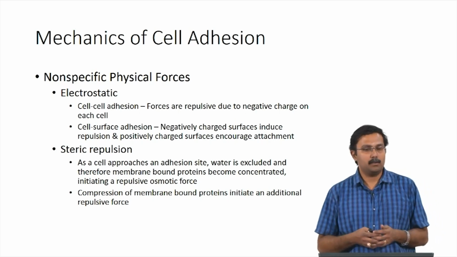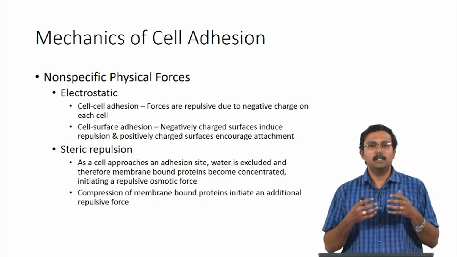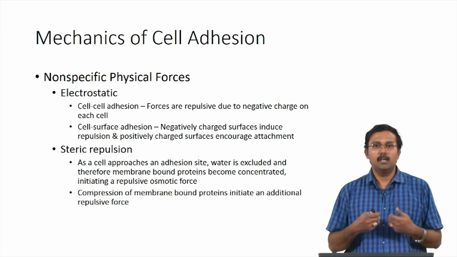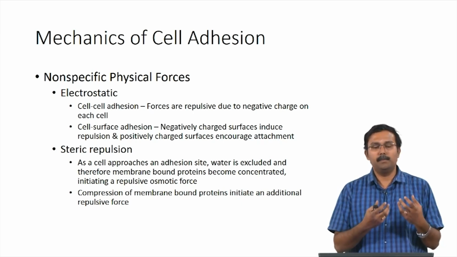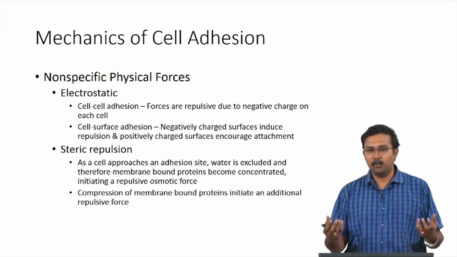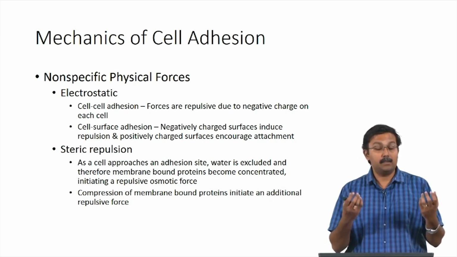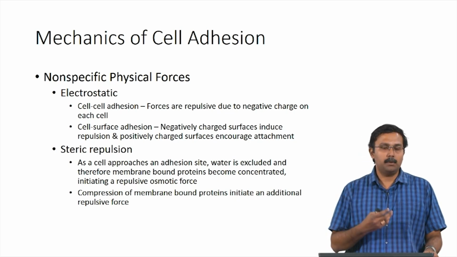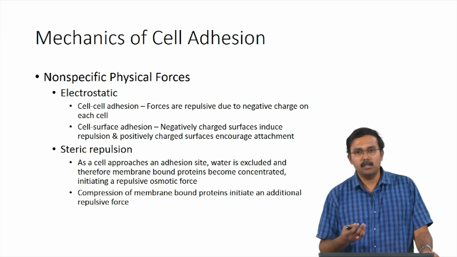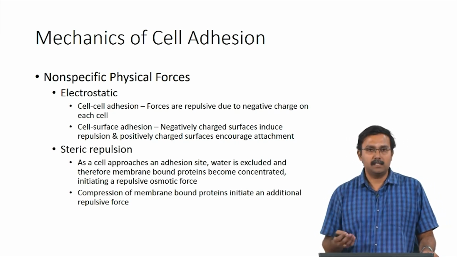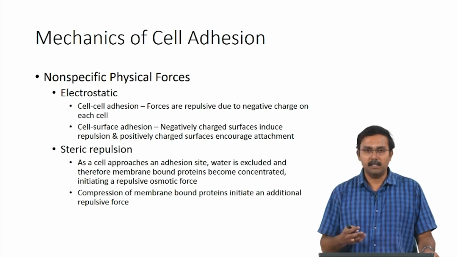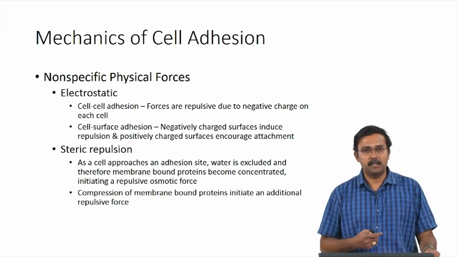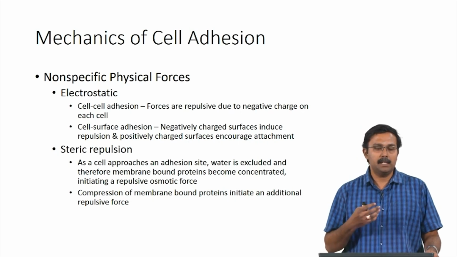When you are talking about electrostatic forces, the cell to cell interaction can basically have a negative effect, because you can have a repulsion, since there would be a negative charge on the cell surface of both the cells, which could have repulsive properties. Whereas, when you are talking about cell to surface interaction, you can try to use this to your advantage. If you have a negatively charged surface, then you can induce repulsion of the cells, whereas if you have a positively charged surface, you could attract the cells towards the surface. So, steric repulsion is basically seen.